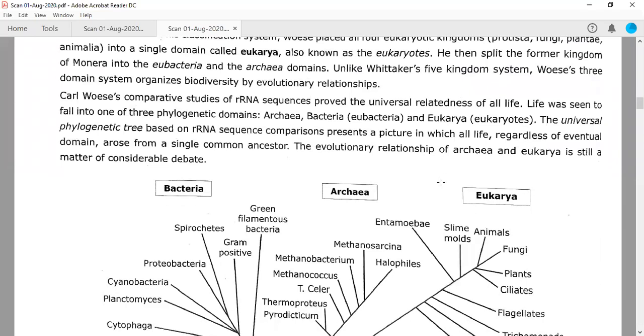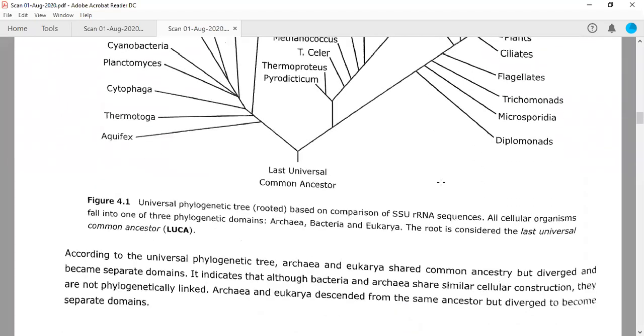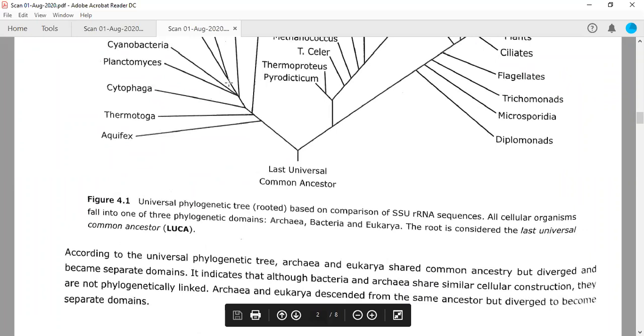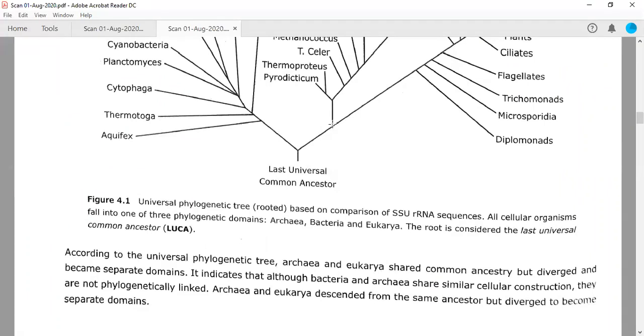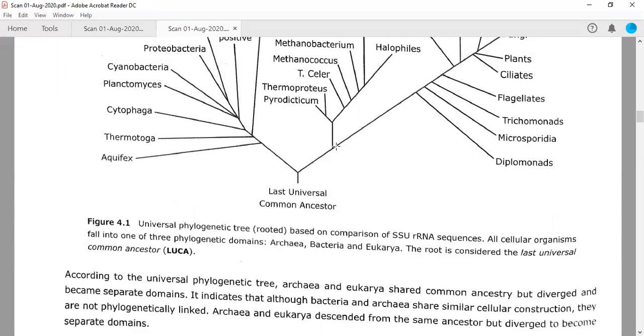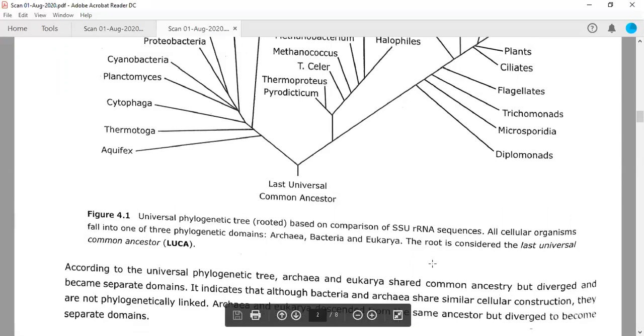So this we have discussed already, no problem. You can read this, there is nothing important. So according to this universal phylogenetic tree, archaea and eukarya share a common ancestry. You can see from here that because this branch is after this particular branch, therefore the archaea and eukaryotes have this common ancestry. They have this common ancestor at this particular branch. Whatever type of organisms were present over this particular branch, they are common ancestors for both these archaea and eukaryotes.